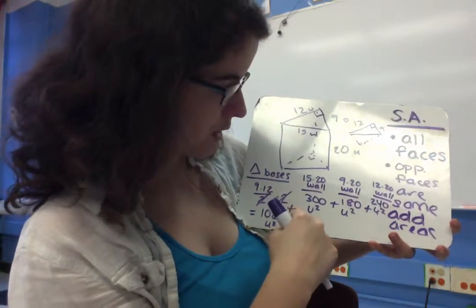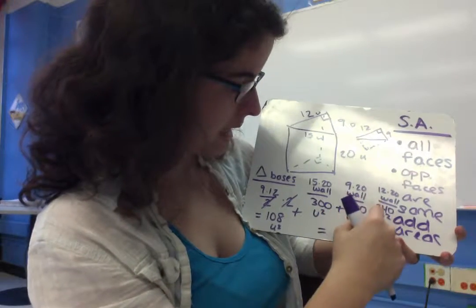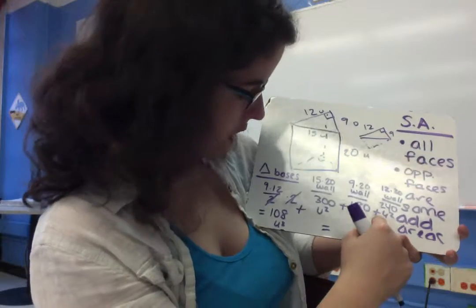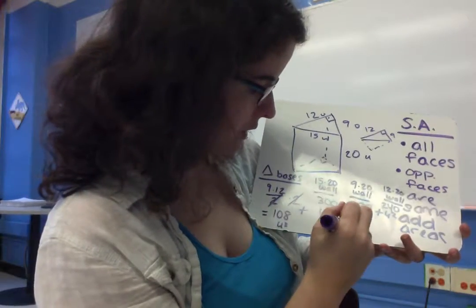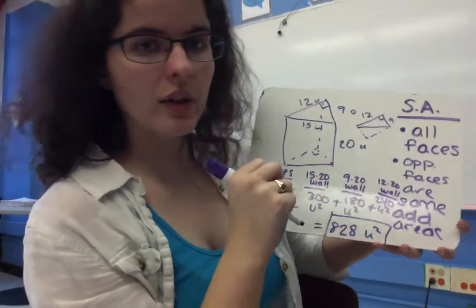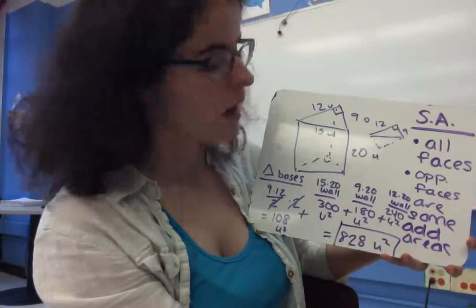So if I do 300 plus 180, I have 480. 480 plus 200 would be 680. 680 plus 40 would be 720. 820, 828 units squared. And I know that I've got all my 5 walls because I organized myself clearly.